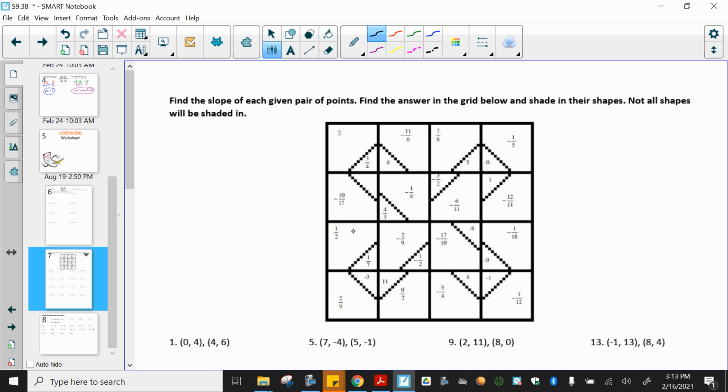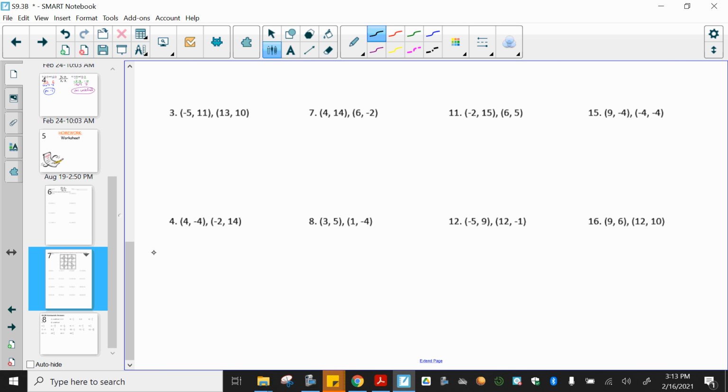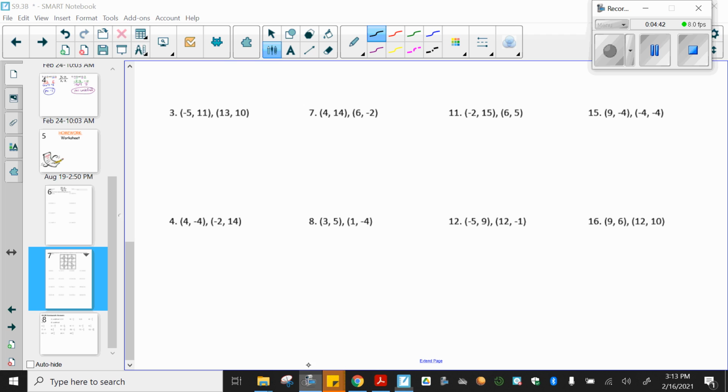Not all shapes will be shaded in. Right? You're just making a design. It's not a big deal. Really, I'm more worried about these. Show your work for all these. Give us your answers. All right. You're good. Thank you.